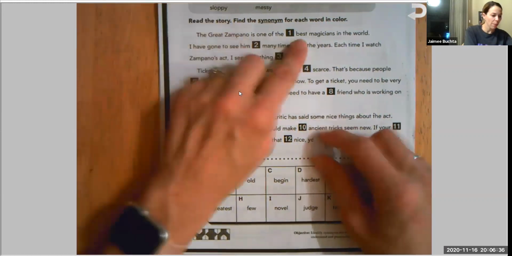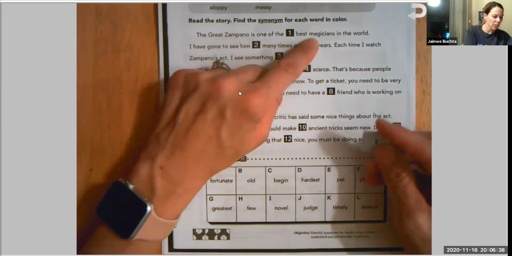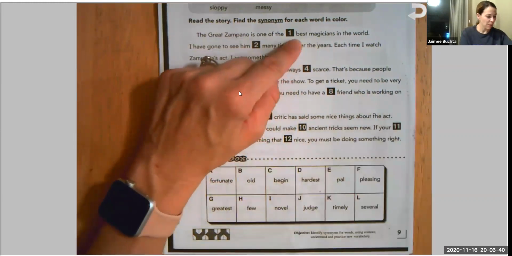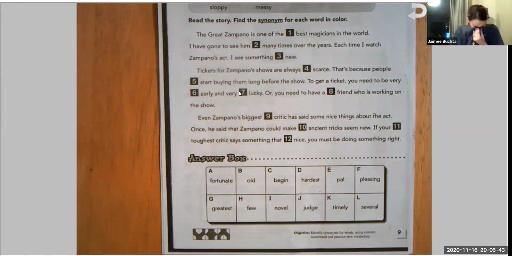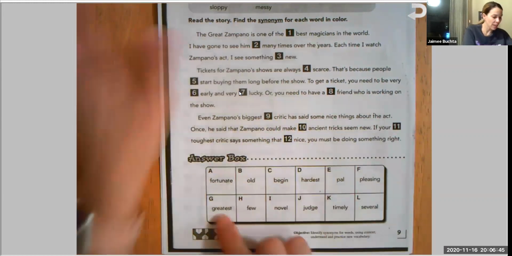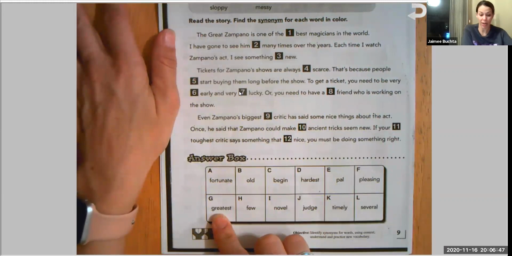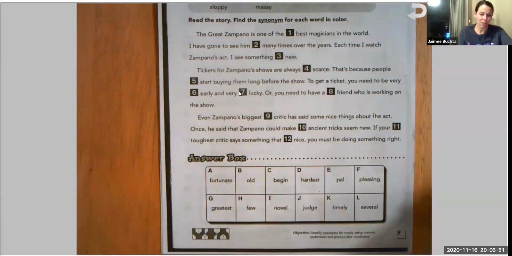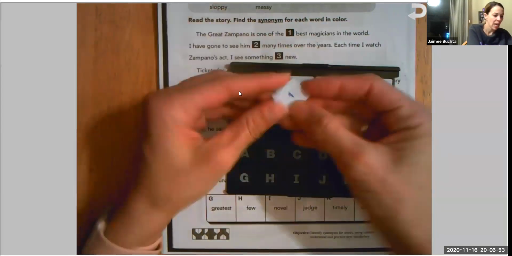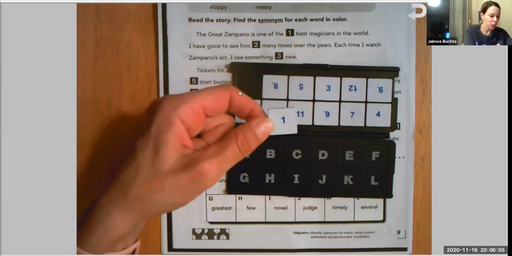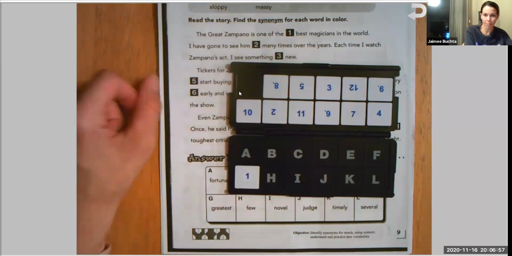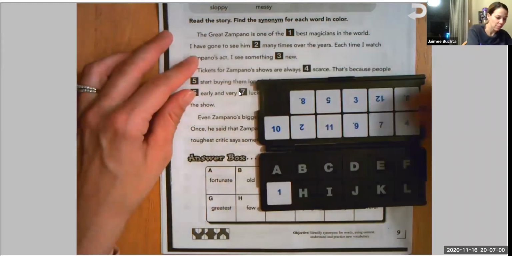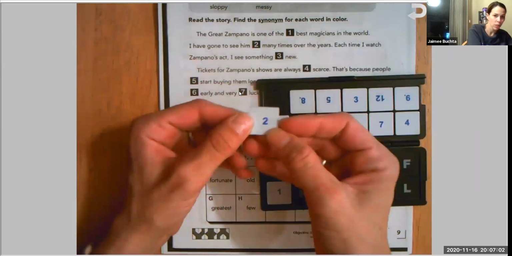So for the word best, it is describing the magician. I'm going to look for another word that means best. Just a second. And I know that best, a synonym for best, is greatest. That is letter box G. So I'm going to go to my Versatile with my number one tile, and I'm going to put it on top of the letter G. Boop, right there.